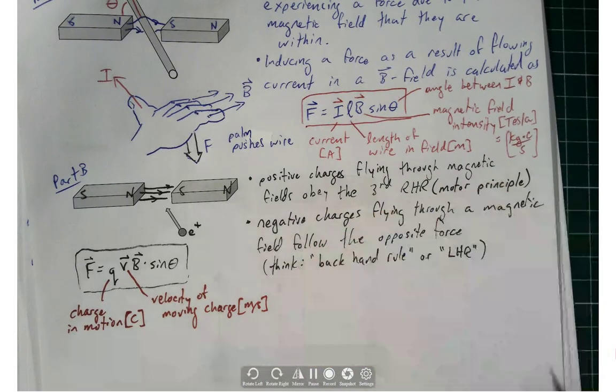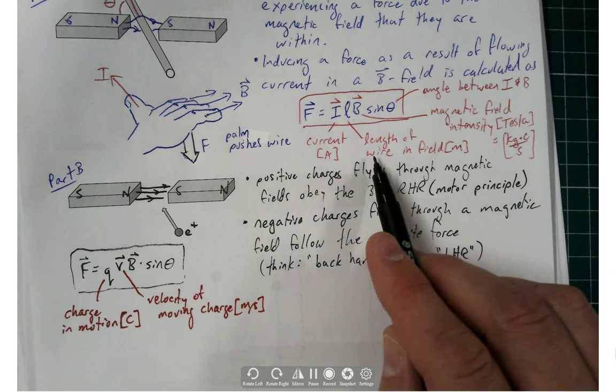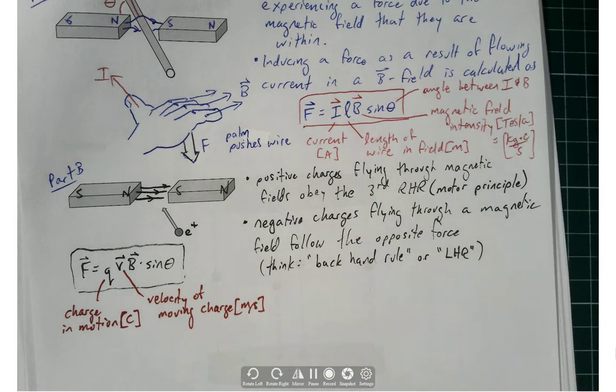Now, I'm not going to go back and define what B and what theta are again, because we already defined those earlier when we wrote this equation the first time, but for straight conductors. So that hasn't changed. I'm not going to redefine those guys.